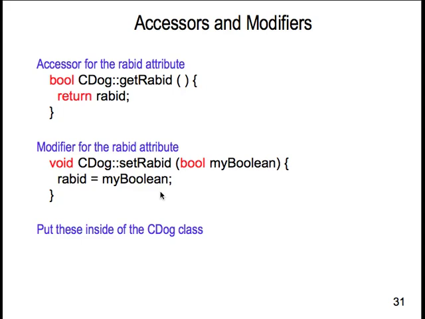So here's the accessor for the rapid attribute, and this is going to be getRapid. And this is really where the get and the set started from. It actually comes from a C++ sort of syntax.